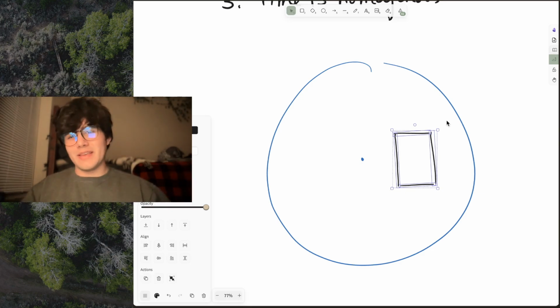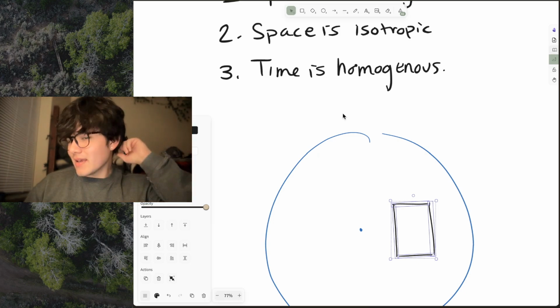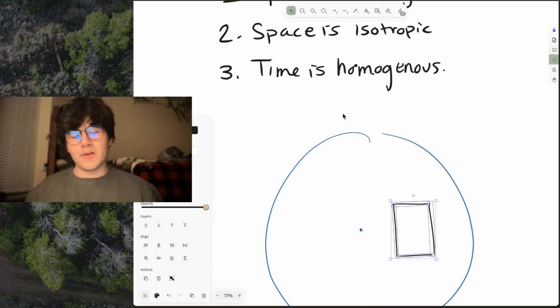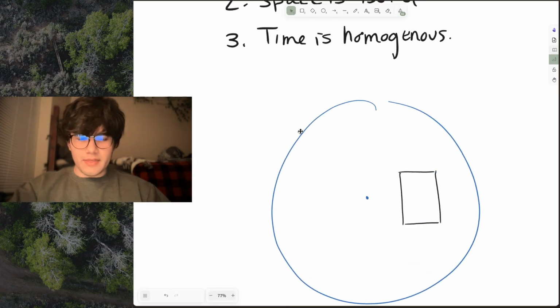And this is going to be violating that second clause that says that space shouldn't have a bias in a certain direction. And you might be thinking, okay, what about gravity? And I'll get into that a little bit.